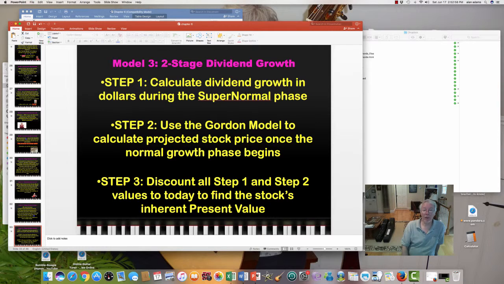Constant dividend growth, right? And you'll calculate projected stock prices once the normal growth phase begins and you're out of the supernormal growth phase. Finally, step 3, you take step 1 and step 2 and you discount all of those future cash flows. Does this sound familiar? This is like deja vu. Take all of those expected future cash flows, discount them to today, thereby taking the effective time out of the equation, and that's going to tell you the present value of those future cash flows, that's how much you should pay for a share of that stock today.